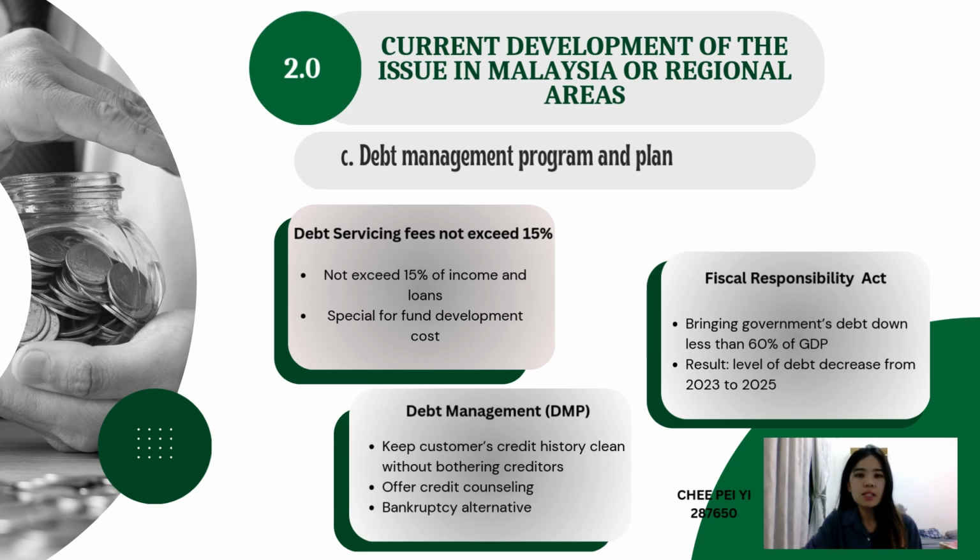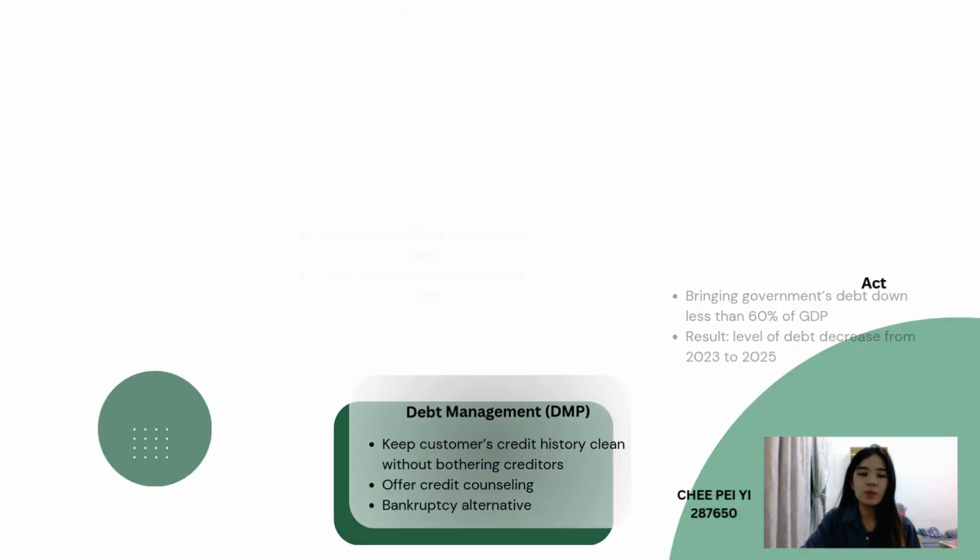And the last one is the debt management program and plan. DMP further supports financial stability by helping individuals manage repayment plans and avoid bankruptcy while fostering better financial decision making through credit counseling. This measure aims to ensure sustainable fiscal health and long-term economic benefit for the nation. That's all from me. Thank you.